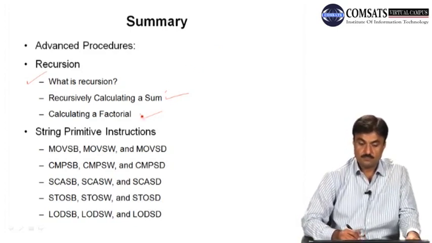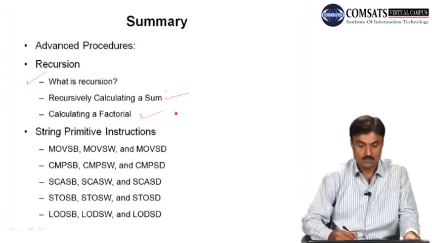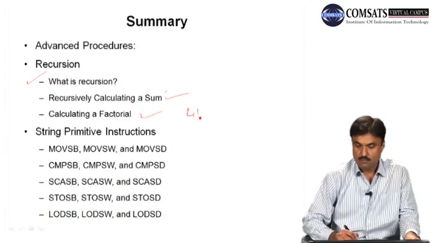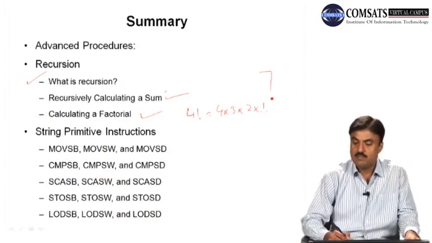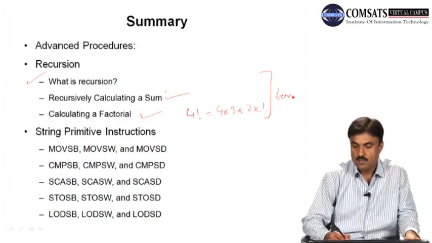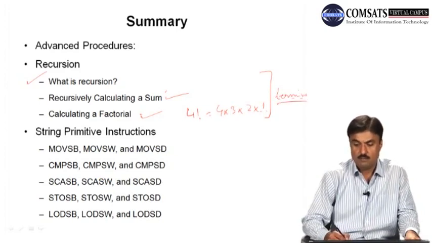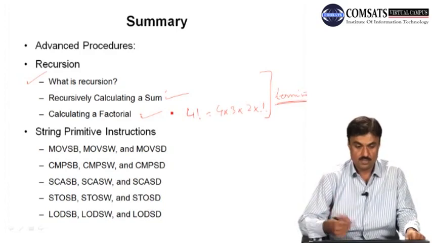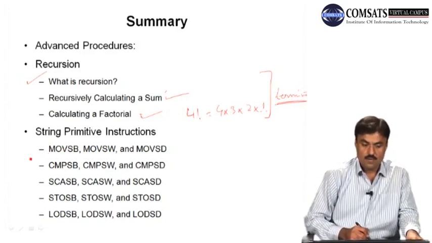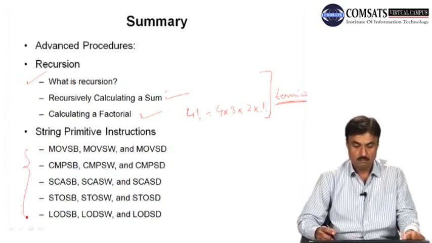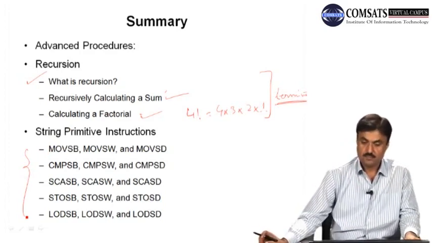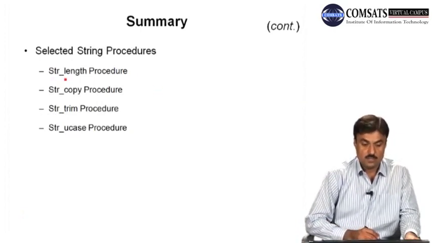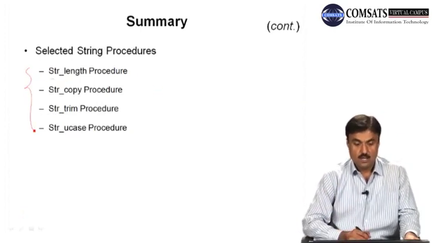Now in the factorial example, we recursively calculated the factorial, like 4 factorial, 4 multiplied by 3 multiplied by 2 multiplied by 1 and so on. And there should be a termination condition to terminate this repetition or recursion. Then we used move, compare, store, load and all these instructions. Then we created procedures by using the above instructions.